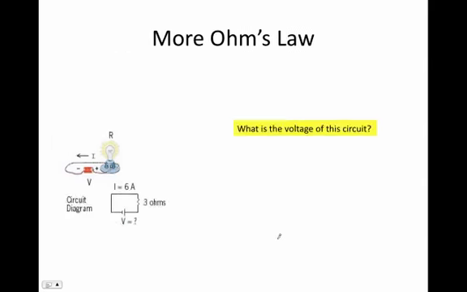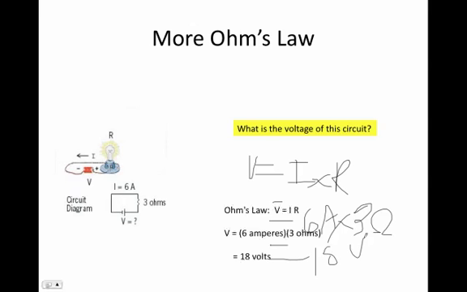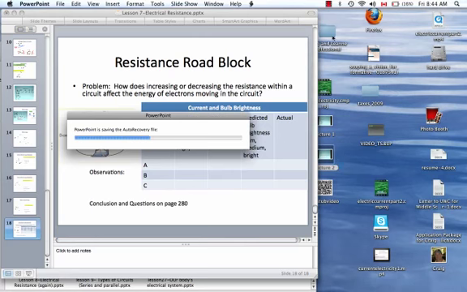How about V? We haven't tried to solve for V. V equals I, which is the current, times R. So let's substitute in 6 amps for I, and R is 3 ohms. And so 6 times 3 is 18 volts. There you go. And so that's my quick lesson on how we use Ohm's law.